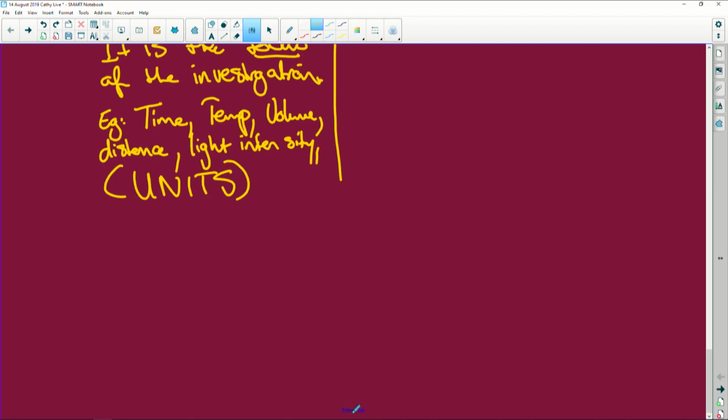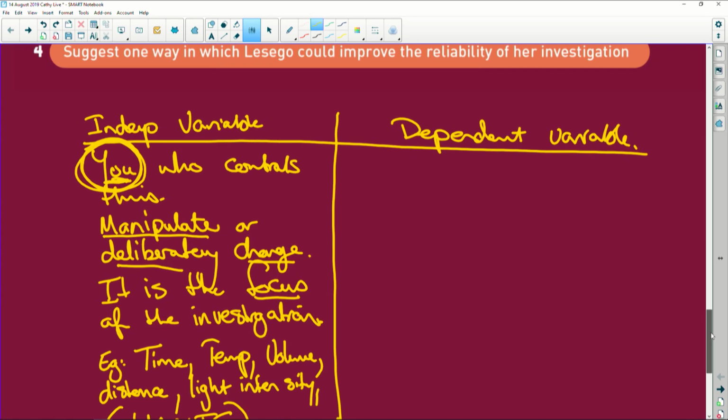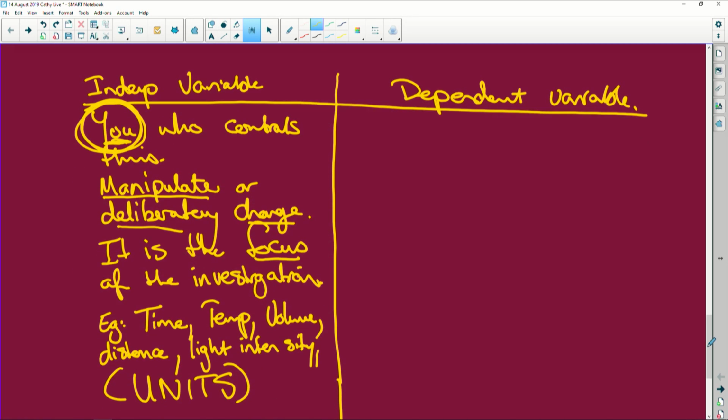And if we carry on with the independent variable, it is always plotted on the x-axis. Okay, so it's as easy as that. Right, now, if we go up, your dependent variable depends on the results. So, results are the.